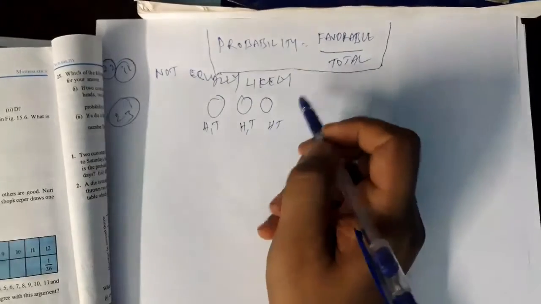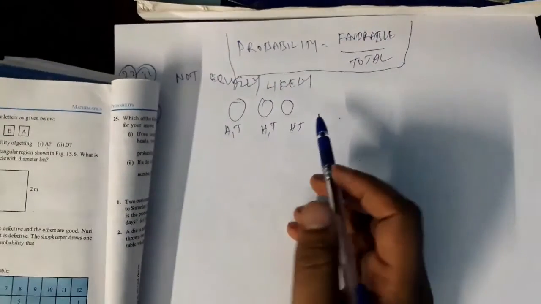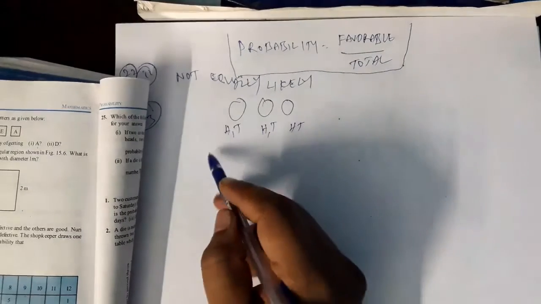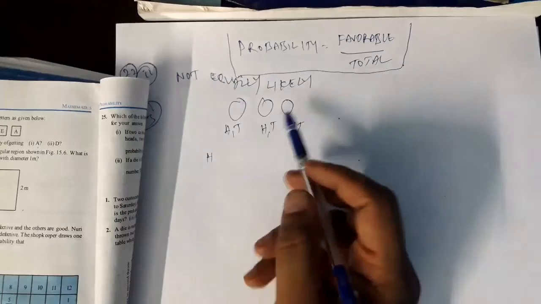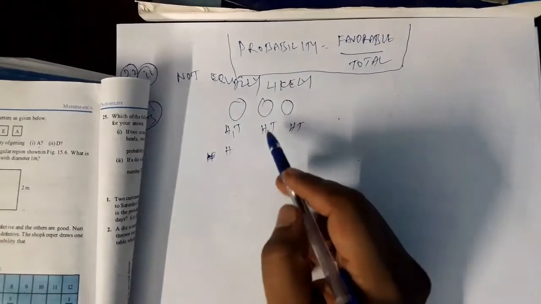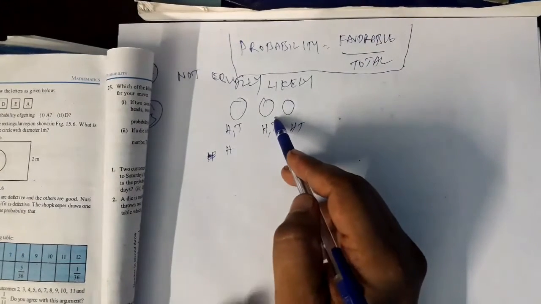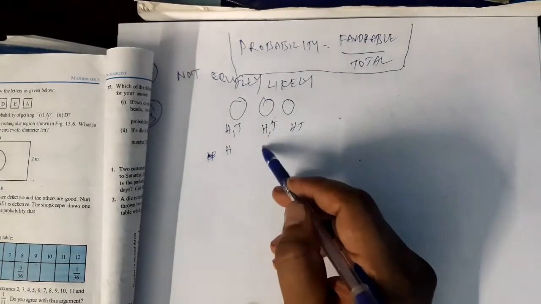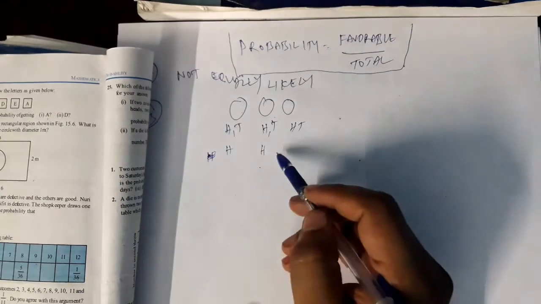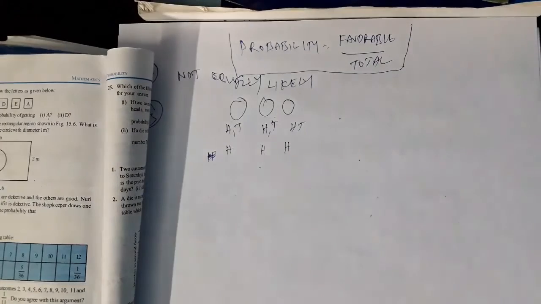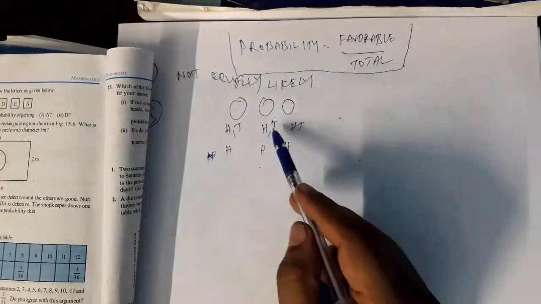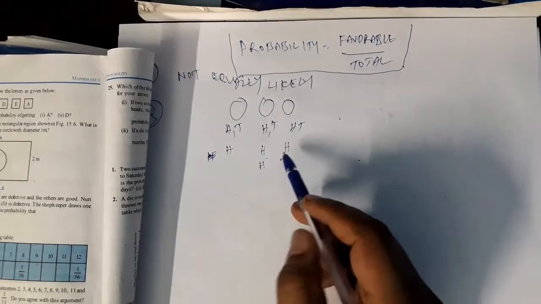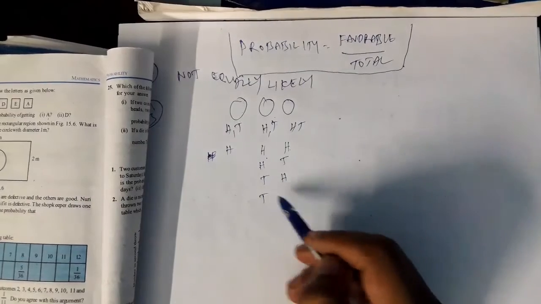Head, tail, right? If 3 coins are tossed at a time or 1 coin is tossed 3 times, what are the possible outcomes? Let us say the first coin shows head. How about the second coin? The second coin may show head or tail, right? It will not depend on the result of the first coin. So again, the third one also head or tail. Let us say first coin head, second coin head, third coin head. One case, head tail. Another case, tail head. Another case, tail tail.